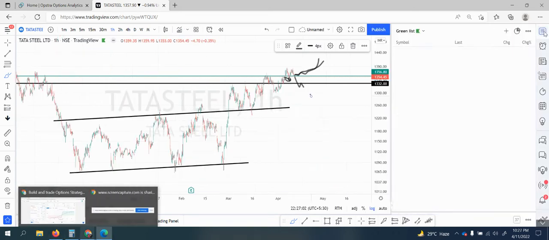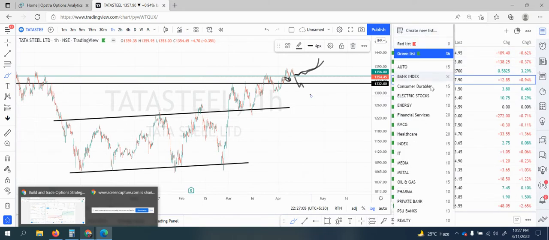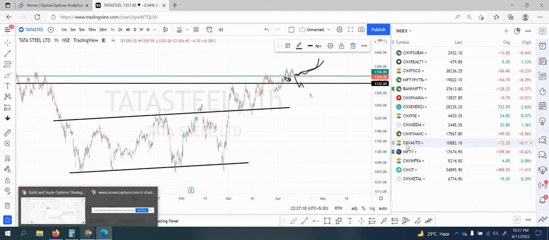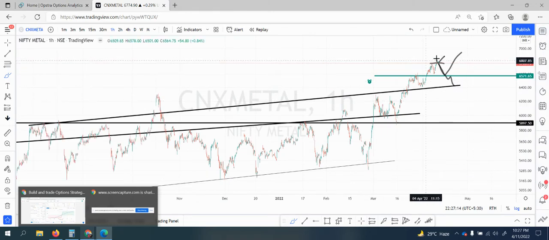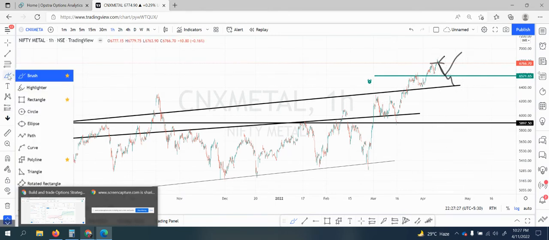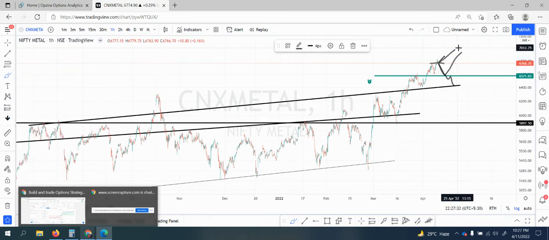So let me also take you to this sector. See, whenever I deploy the debit spread, I basically have a view of the market. So let me take you to the index and the metal sector. The reason why I've deployed the debit spread in Tata Steel is that this is a metal sector, all right. Based on the metal sector price action, I have a view of the metal sector going up.